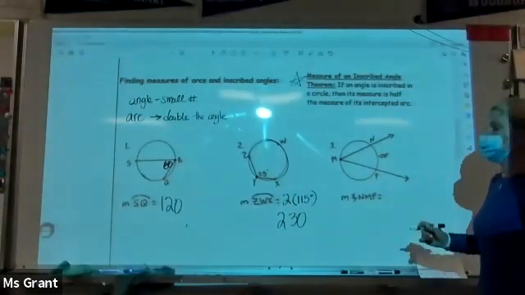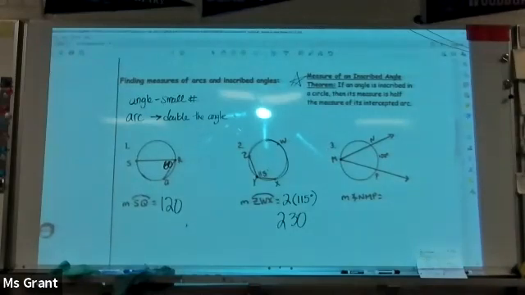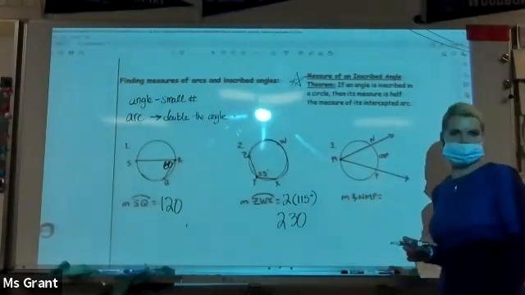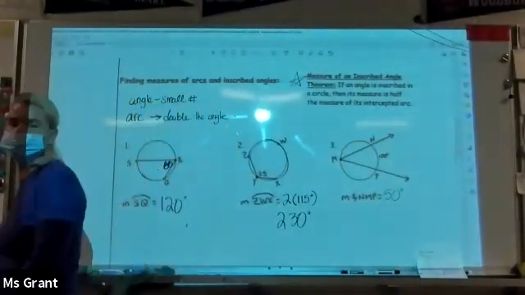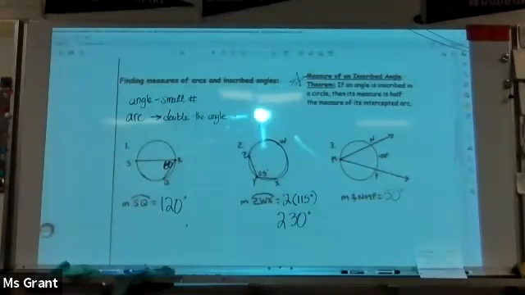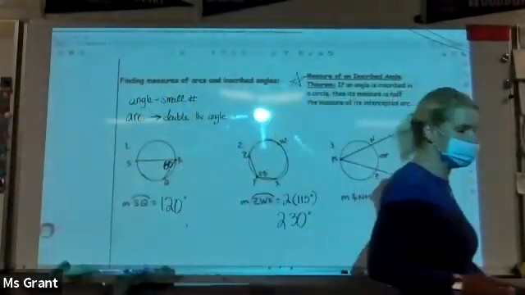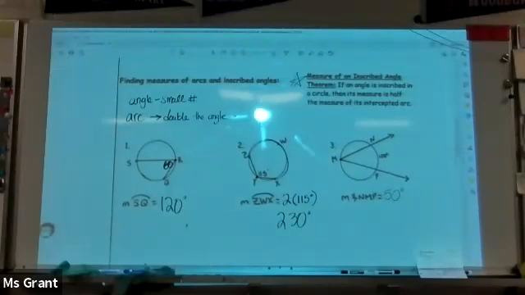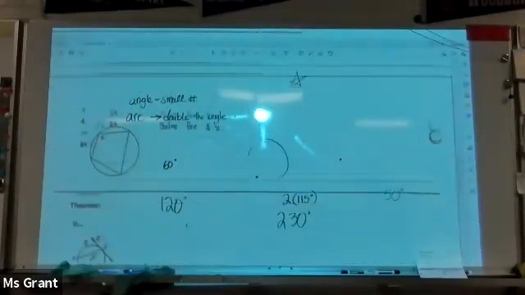Good. Okay. The arc is 100. So, how big is the angle? 50 degrees. Good. This seems pretty easy, right? Totally straightforward. Okay, moving on.